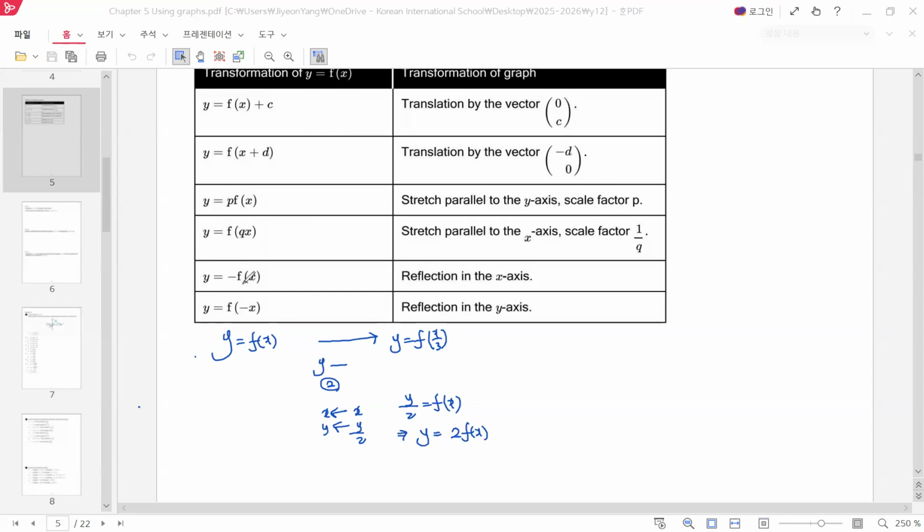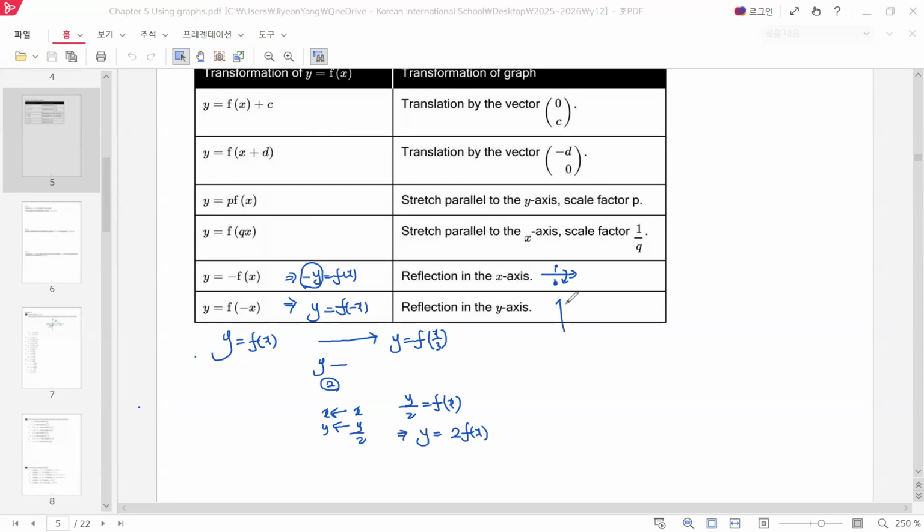Then the reflection in the x-axis is actually minus y equals f(x). Reflection in the y-axis is y equals f(minus x). Reflection in the x-axis means change the sign of y only. Can you see that? So change the sign of y only.